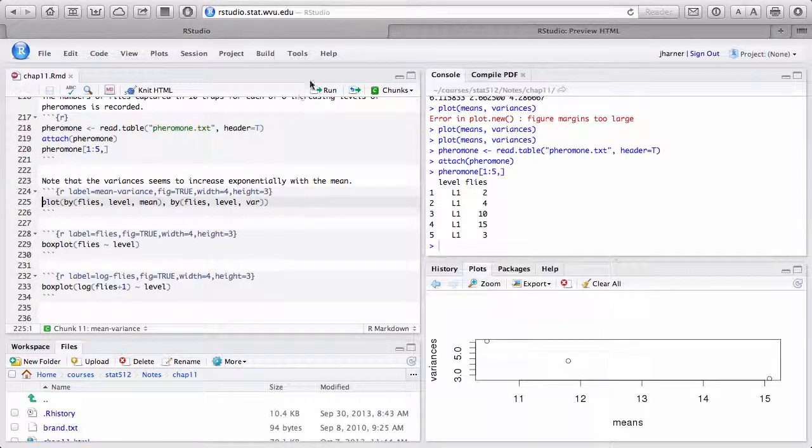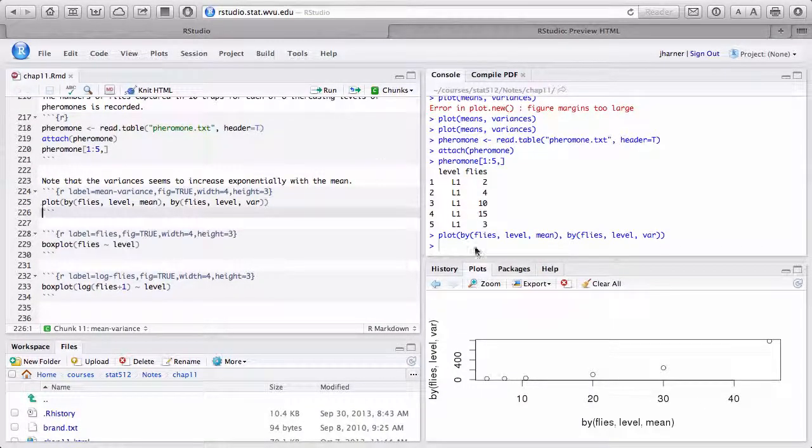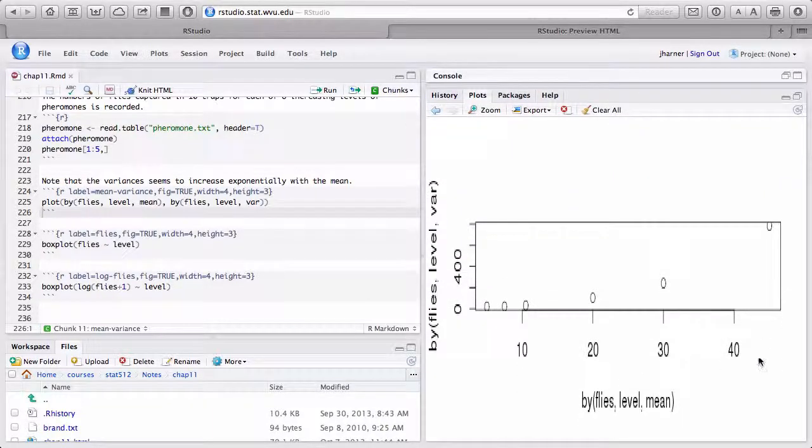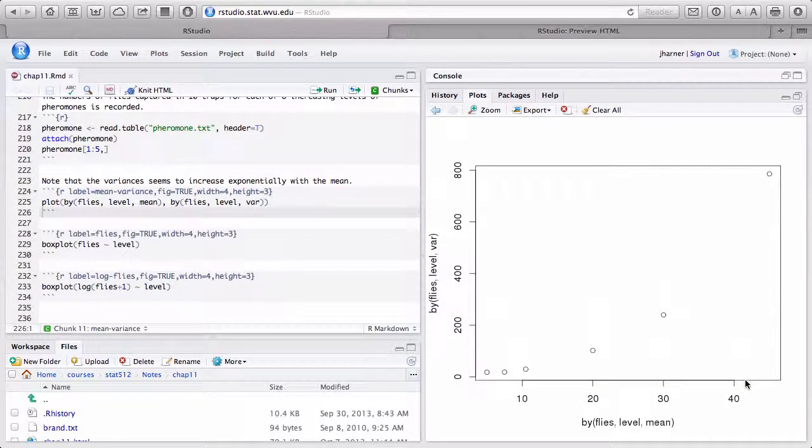If I now plot this, we can see what? We can see that as the level increases, the variance is increasing. So this is the mean, and the y-axis is the variance. We can see that there's an increase of the variance with the mean. And in fact, it seems like it's more than linear. It's not just a linear increase, it's more of an exponential. So what transformation does this suggest? Suggests the log, right?